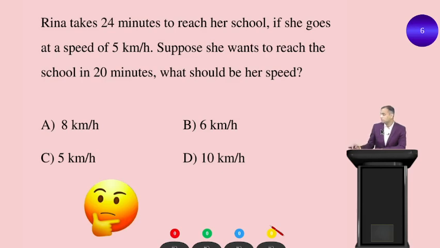Okay, students, your time is getting over. Finally, time is over. So again, this is a case of inverse proportion. So you can use that property, and the answer is 6 km per hour.